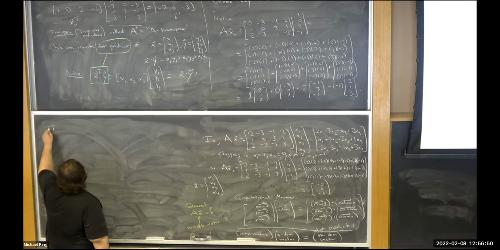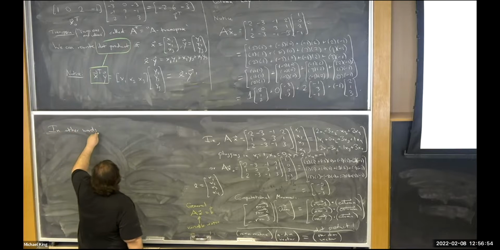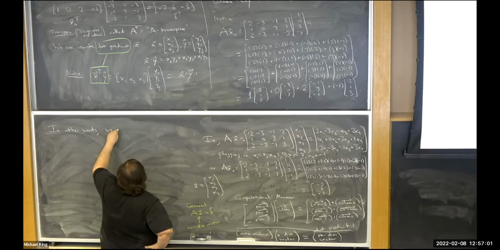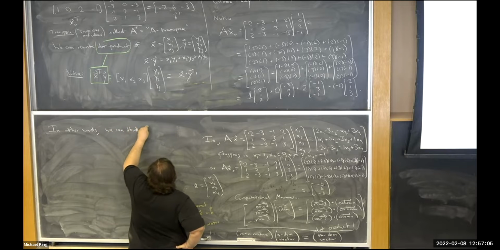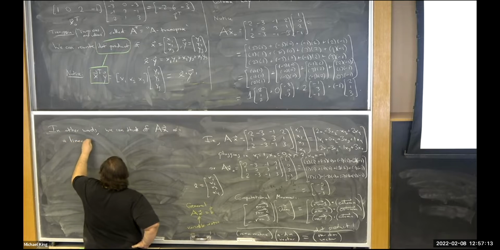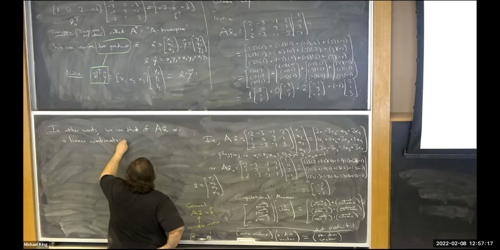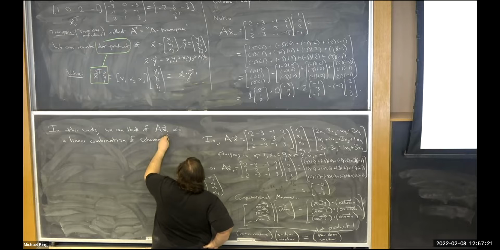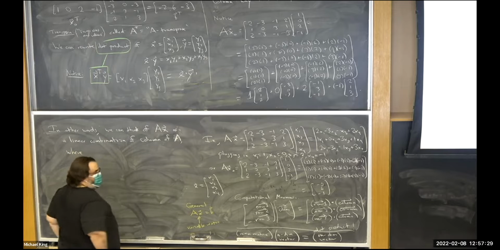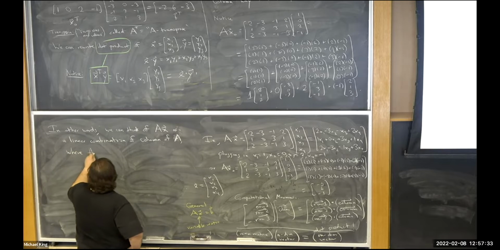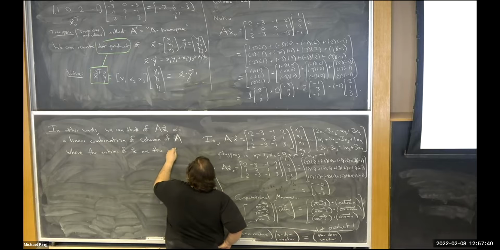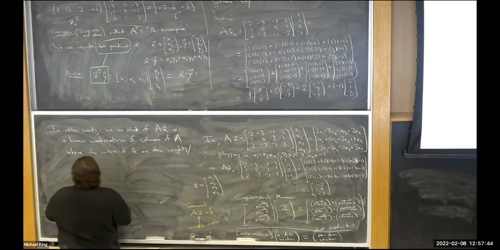Yeah, so in other words, we can think of A times X as a linear combination of the columns of A, where the entries in X are the weights, or maybe I just want to say scaling factors, on the columns of A.